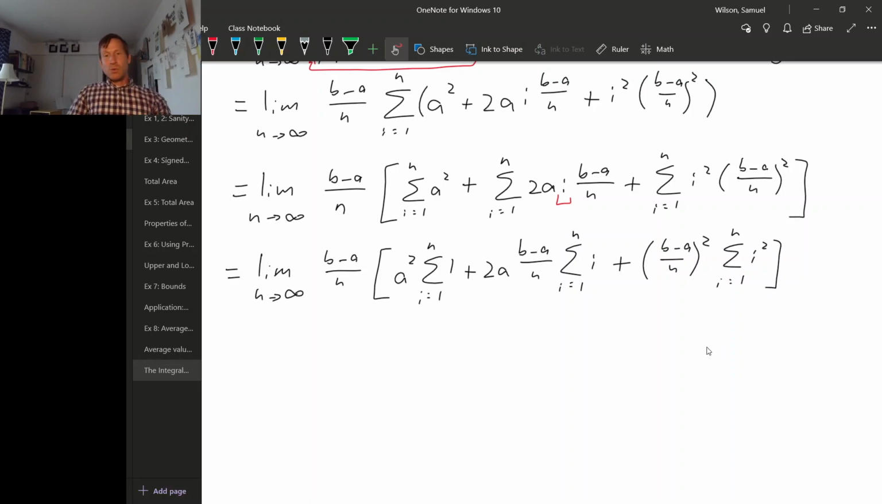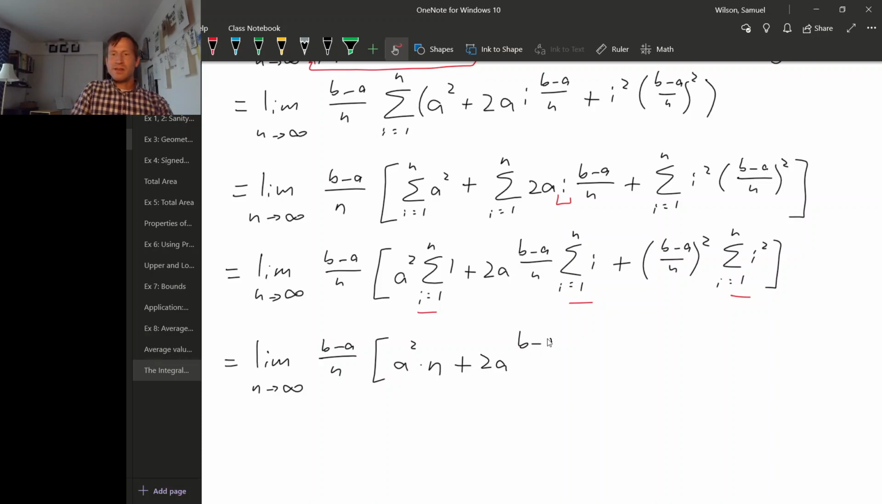Okay, what next? If you look at each of these individual sums, here, here, and here, we have nice formulas for those. So let's use those formulas. Limit as n goes to infinity of (b minus a) over n times a squared times, for this first sum, adding 1 to itself n times gives us n, plus 2a times (b minus a) over n. Now the second sum from 1 to n of i, that's n times (n plus 1) over 2.